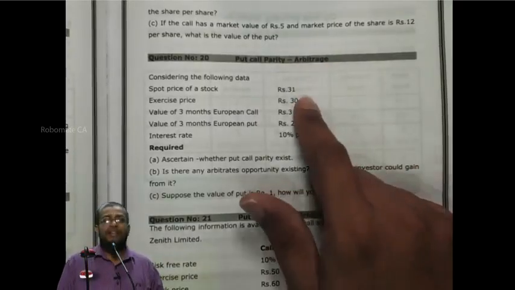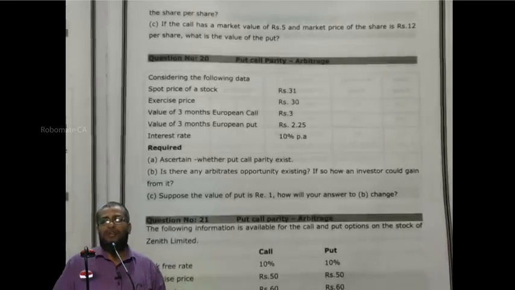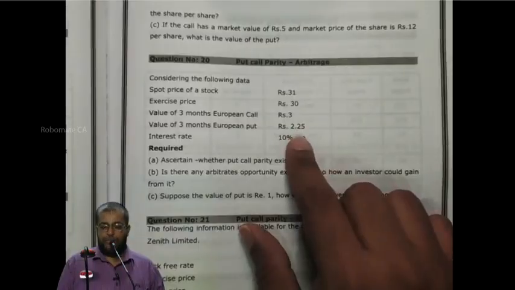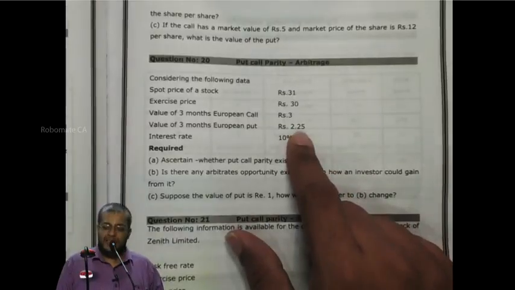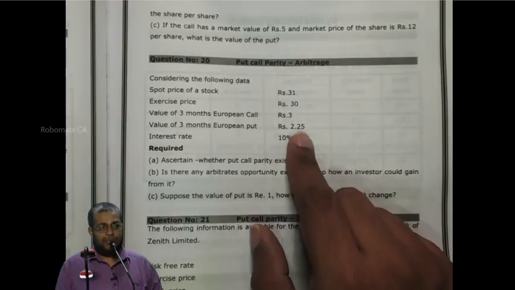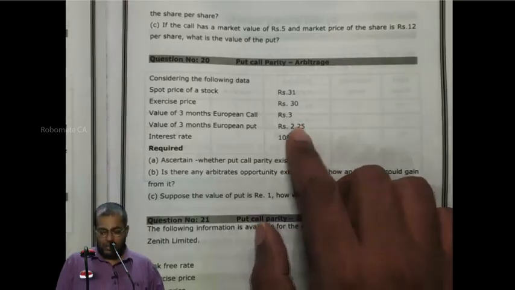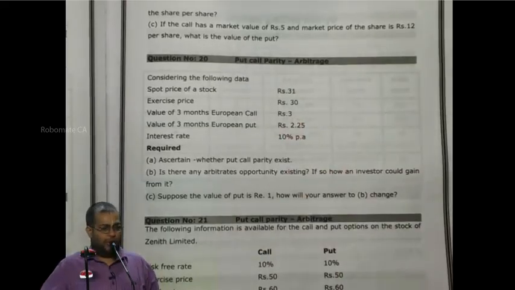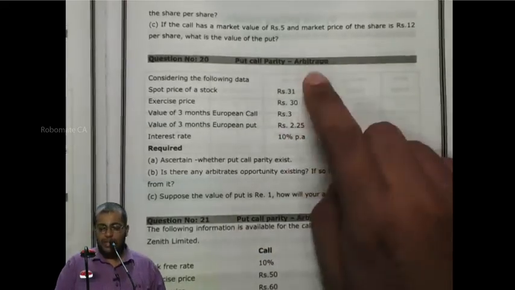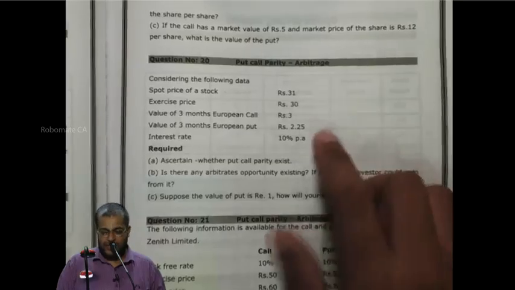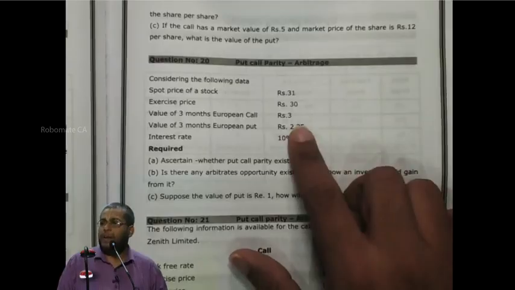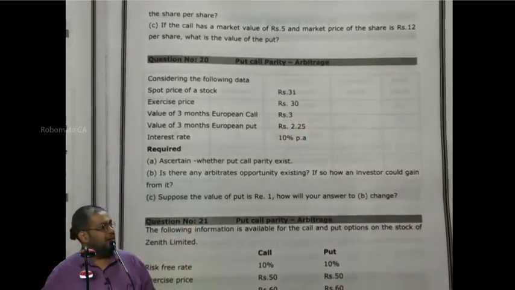Now I go to the option market. I go to the put option and sell the put, at a premium of 2.25, which is premium received. I go to the call option and buy, with an amount of 3 rupees, which is premium paid. So I have 2 inflows and 1 outflow: 31 share sale proceeds, 2.25 put premium received, and 3 rupees call premium paid. Is that right or not?